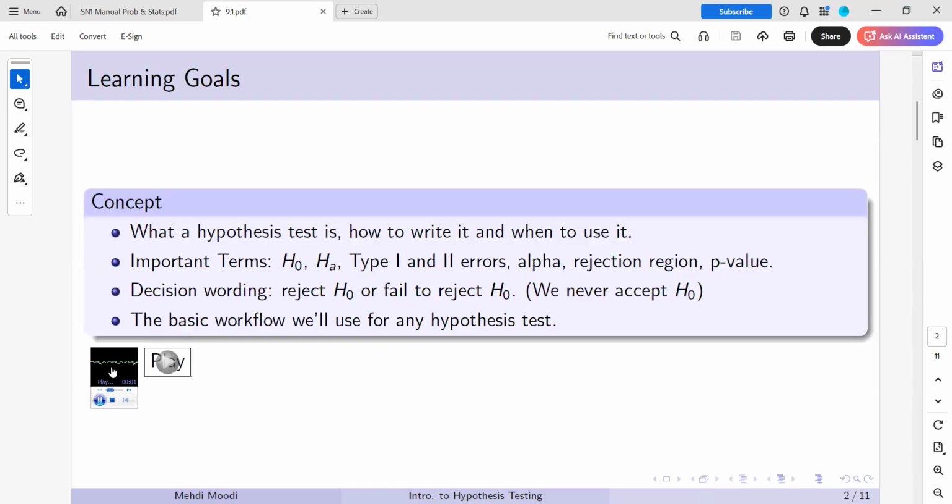Welcome. Today we learn how to test claims with data. Think of it as a courtroom for these claims. The null is either guilty or not proven guilty. Judge probability wears a robe and carries a Z table.